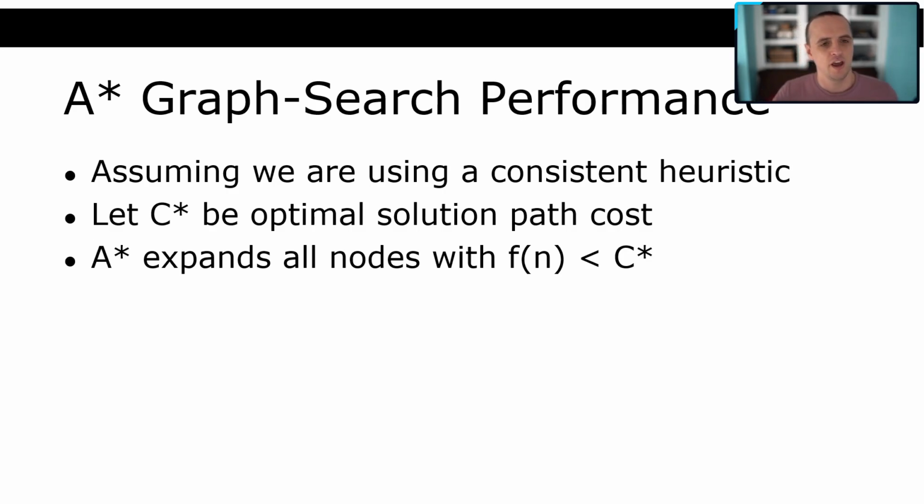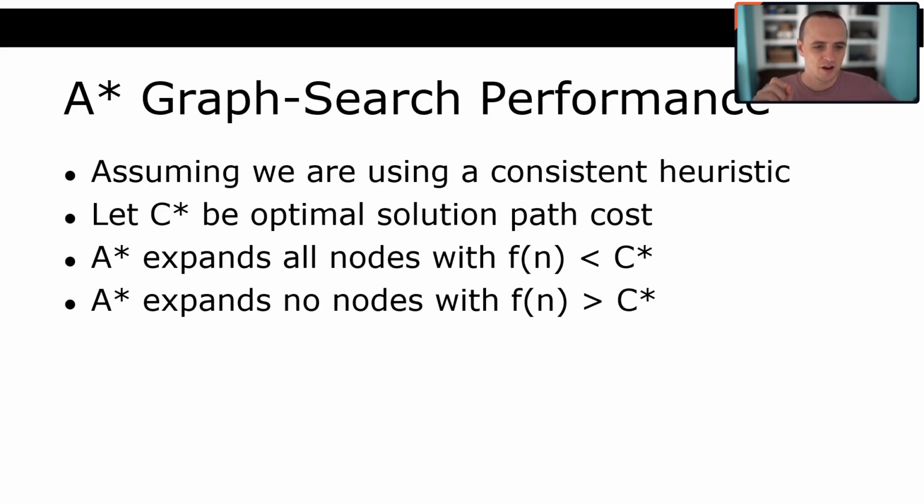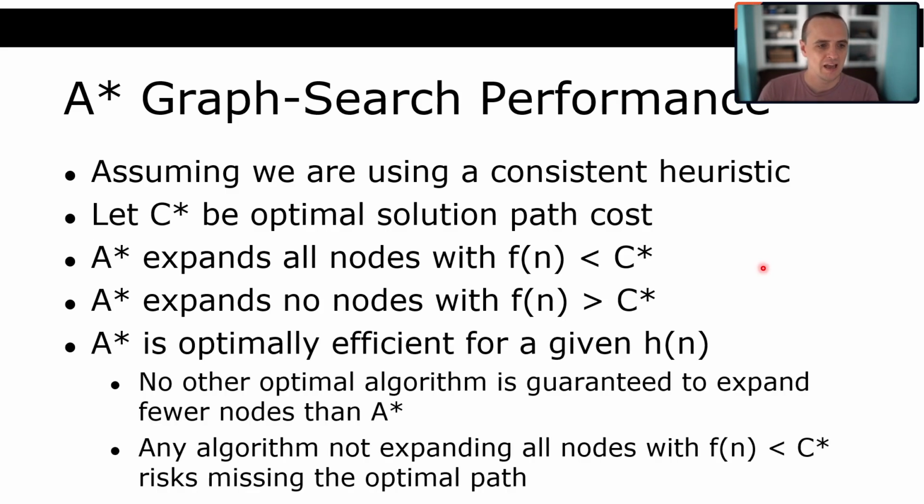Okay, so for example, if we know that the optimal path is going to be 2000, then the A star search algorithm will expand every single node in the search tree that has an F of N less than 2000. It's going to expand no nodes that have an F of N greater than C star. So again, for our example of 2000, A star will never expand anything that has an F of N greater than 2000. So that means that A star is optimally efficient for a given H of N. So no other optimal algorithm is guaranteed to expand fewer nodes than A star.